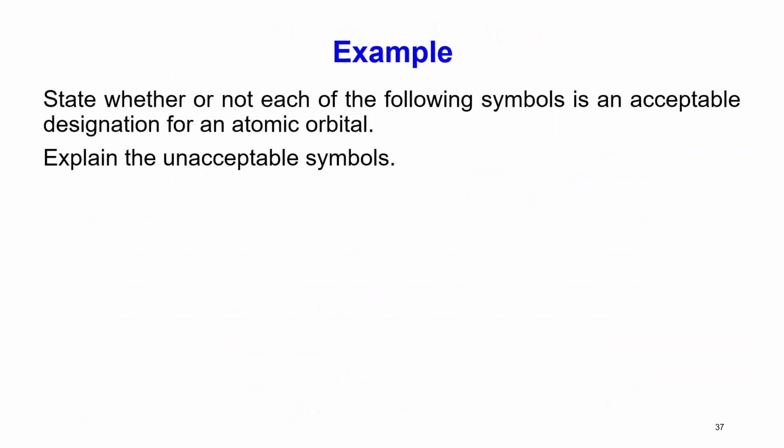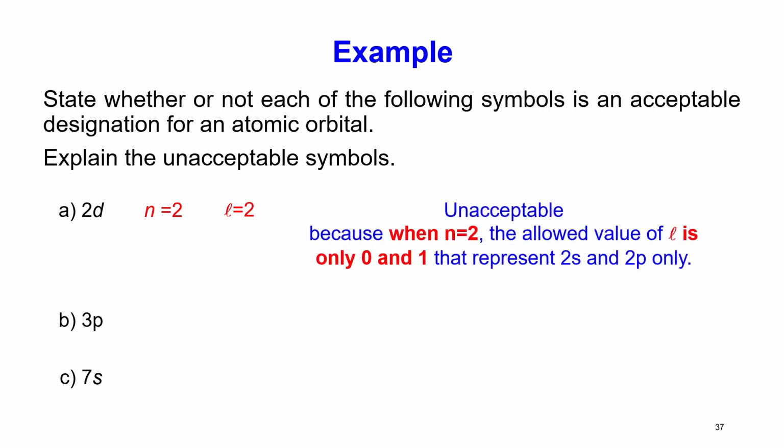Right, so tengok example di sini. Look at the example. State whether or not each of the following symbols is an acceptable designation for an atomic orbital. Explain the unacceptable symbol. Okay, 2d. Is 2d acceptable or not acceptable? Okay, boleh ke tidak wujud? So 2d tidak boleh. Okay, bila n is equal to 2, L is equal to 2, which is not possible. Kenapa? Because when n is equal to 2, the allowed value of L is only 0 dan 1 that represent 2s and 2p only, meaning that we won't have 2d orbital.